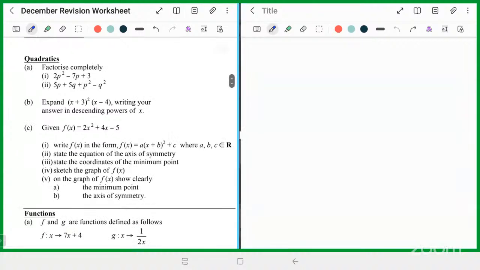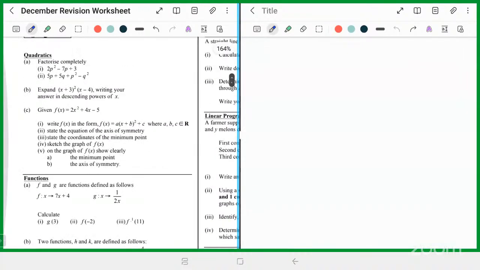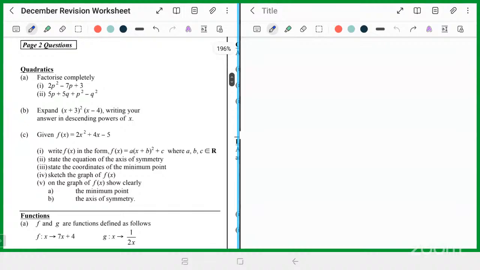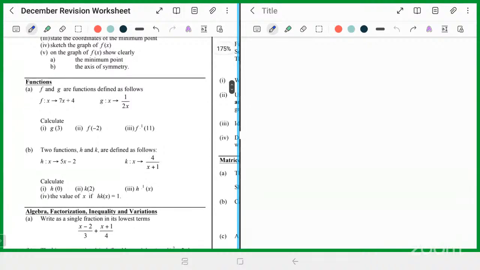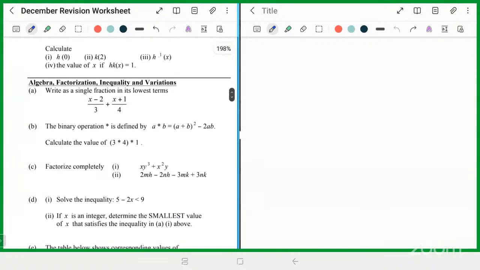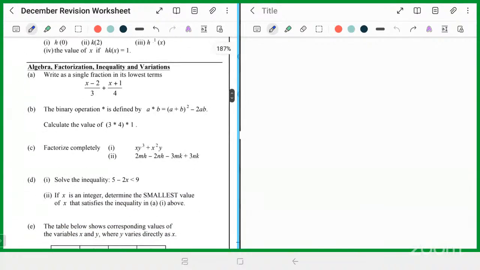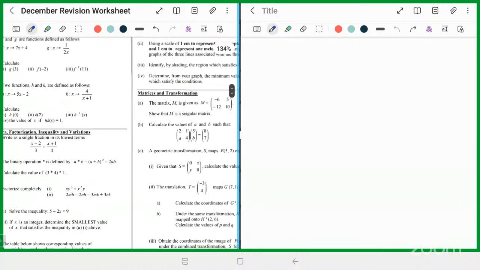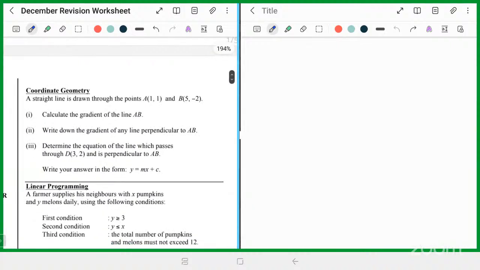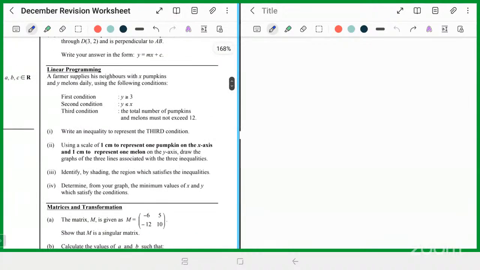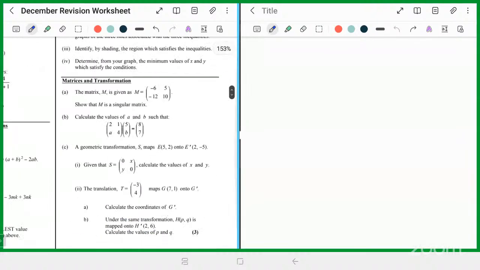I think I want to do 4 of the questions today. It is revision again of the topics that we have done since September. We're starting over: quadratics, functions, algebra, factorization, inequality, variation. These are all the topics that we did. And then I'm going to go up to coordinate geometry, at least those 4. And I might decide to start with linear programming tomorrow.